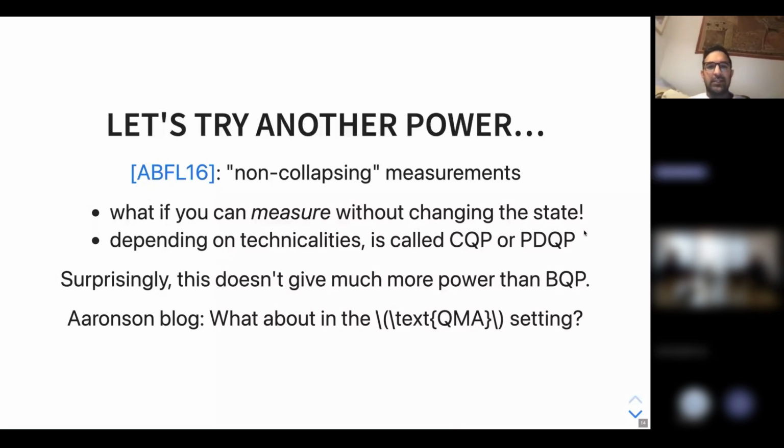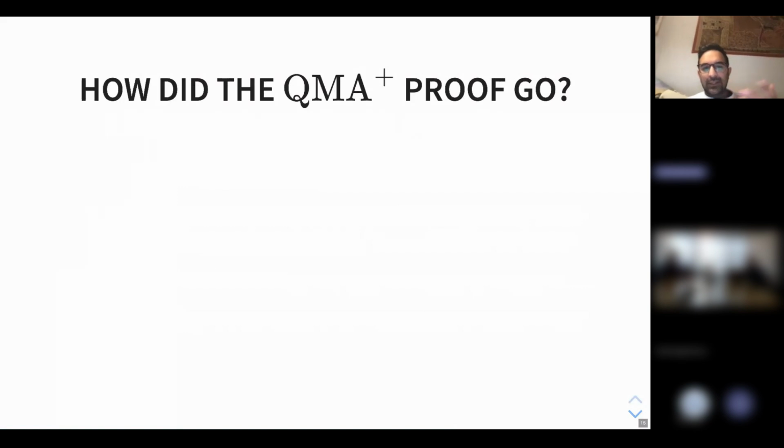So here the question is: I'm getting the quantum witness, and I'm allowed to make non-collapsing measurements on it. Can I do a lot more than in QMA, or how much more can I do? When Rusbe and I saw this problem, we thought maybe some of these ideas about QMA plus would come in handy.